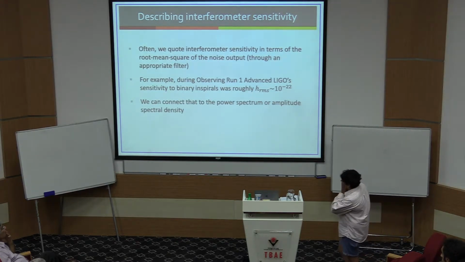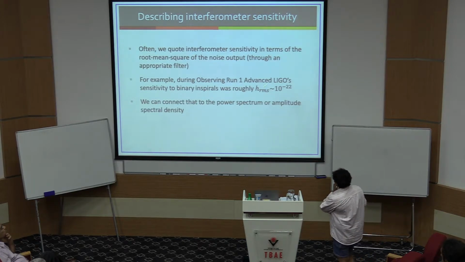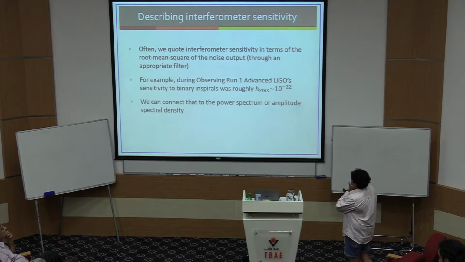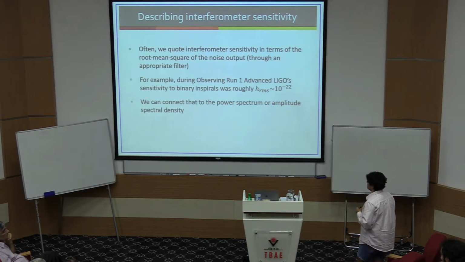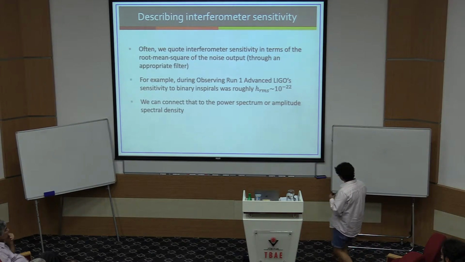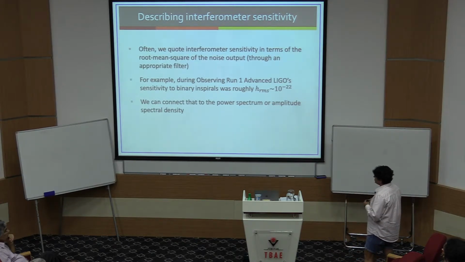Okay, so now let's look at an example. Let's think about observing run 1. This is an amplitude spectrum I've already shown you. And the sensitivity to binary inspirals was about 10 to the minus 22. So that was the RMS, the root mean square amplitude of the gravitational wave.